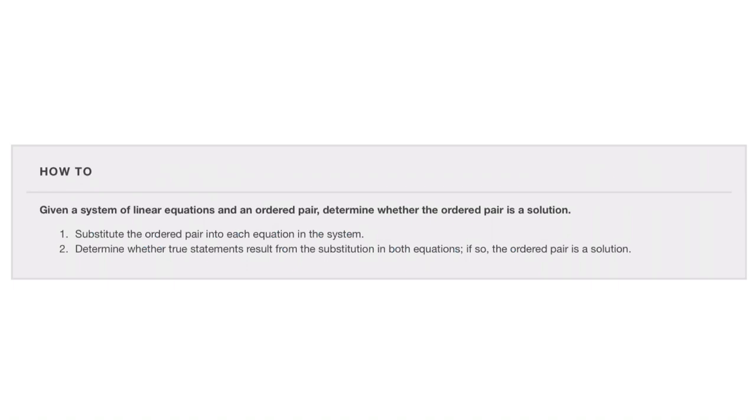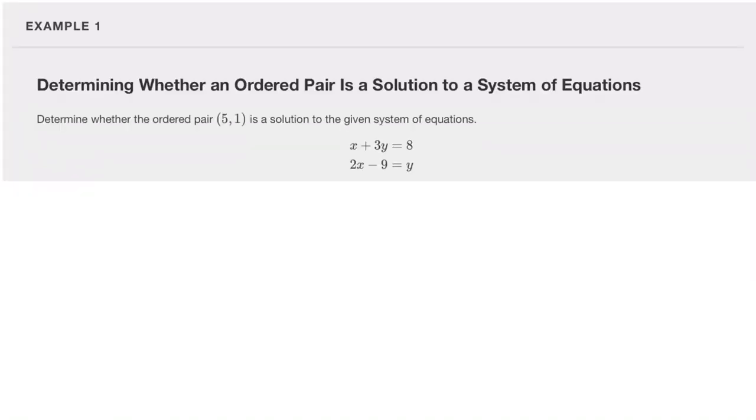Given a system of linear equations and an ordered pair, how do we determine whether the ordered pair is a solution? Substitute the ordered pair into each equation, and it should make both equations true. So determine whether this ordered pair is a solution to the given system. When x is 5 and y is 1, does it make it true? 5 plus 3 times 1. Does that equal 8? Yeah, 8 equals 8. So it makes that one true.